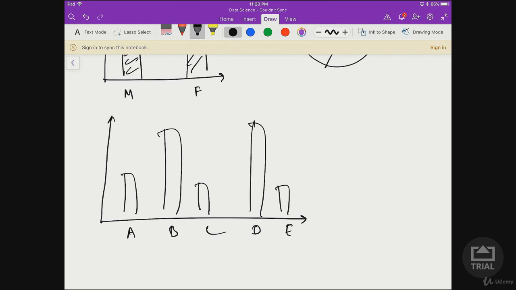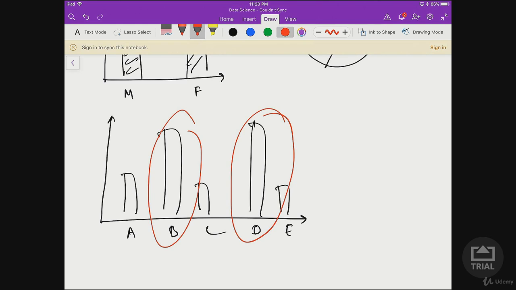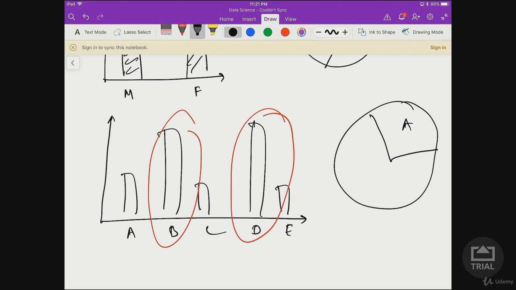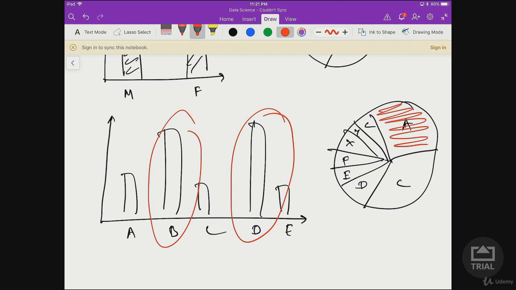Let's say A, B, C, D, E, and so on. Assume that we have several more. We can clearly see that two of them stand out. We have a larger number of records in B and D. If you do the same with a pie chart, you can see that, let's say, class A or class C have a larger chunk of the pie, and there are several other attributes which have a smaller chunk, let's say D, E, F, and X, Y, Z. We can clearly see that there's an important component over here, and there's an important component over here.